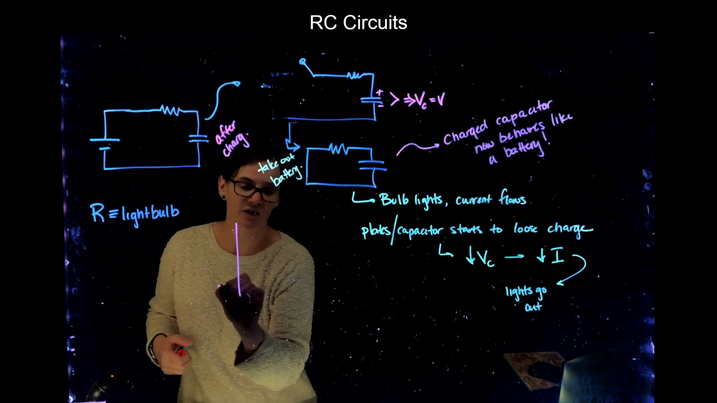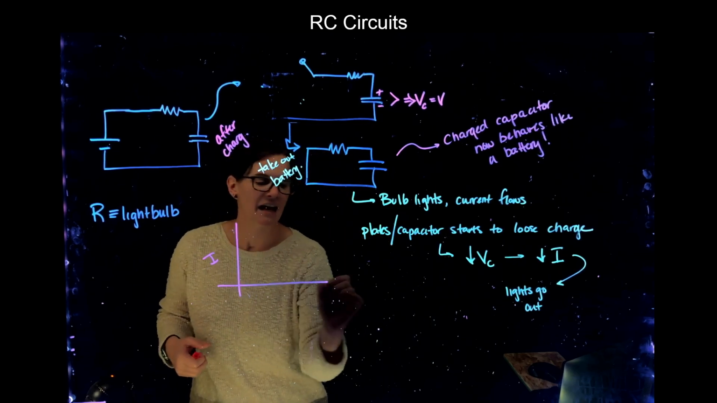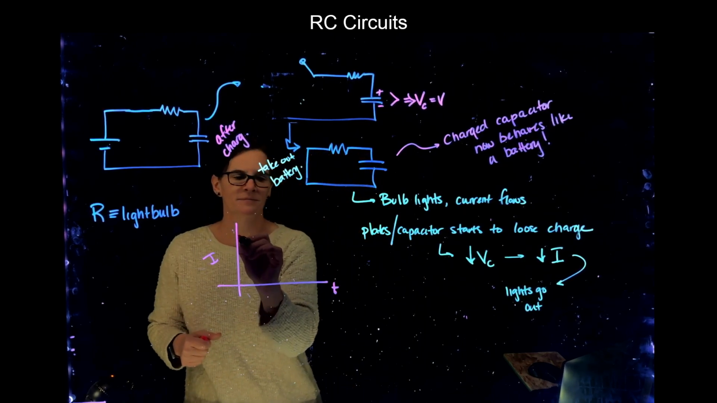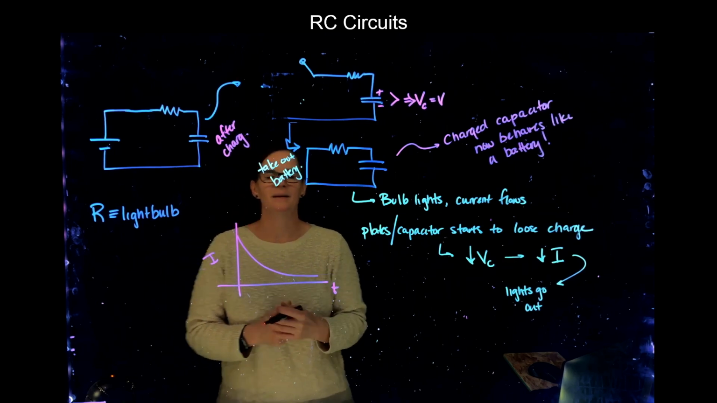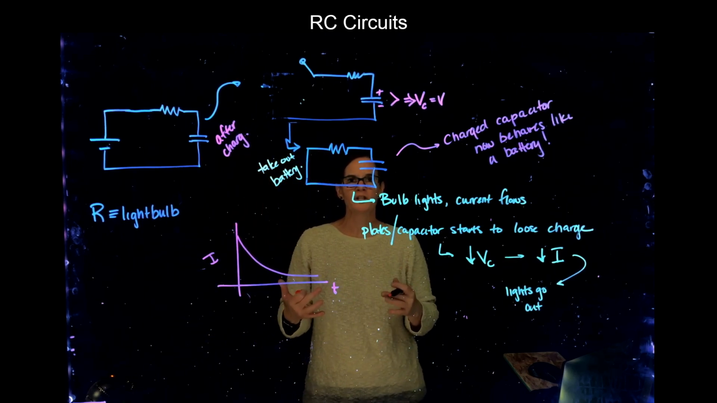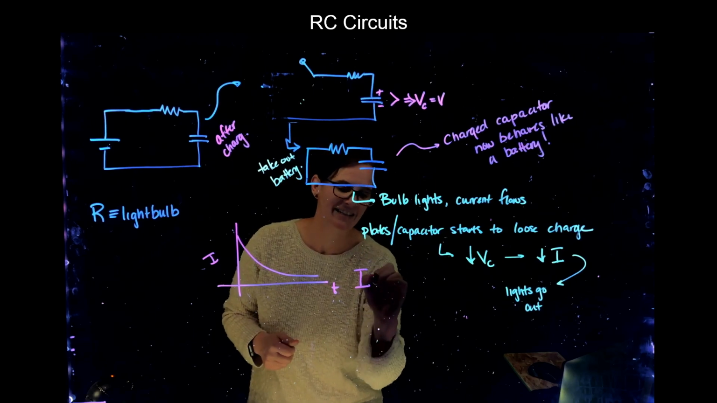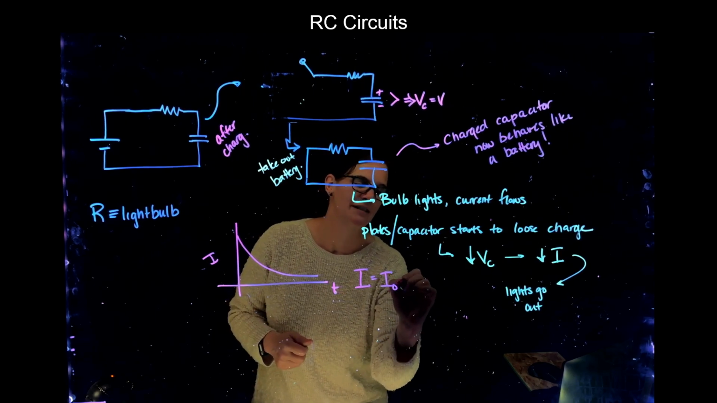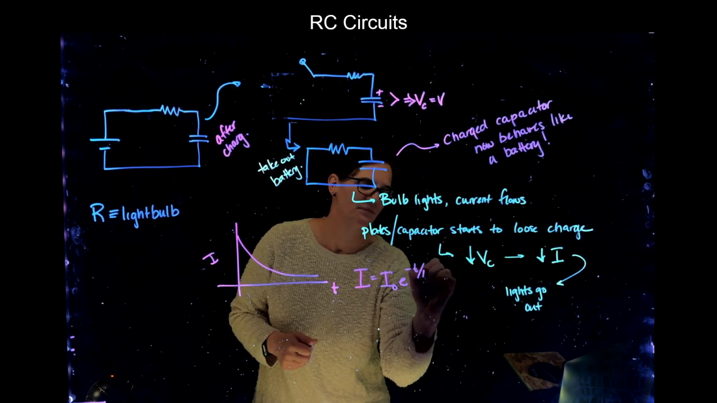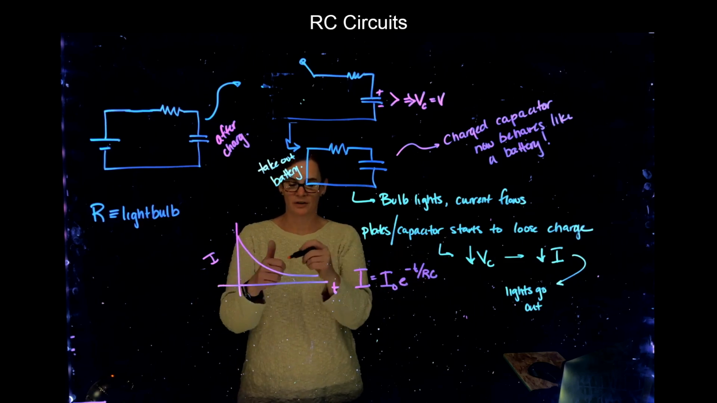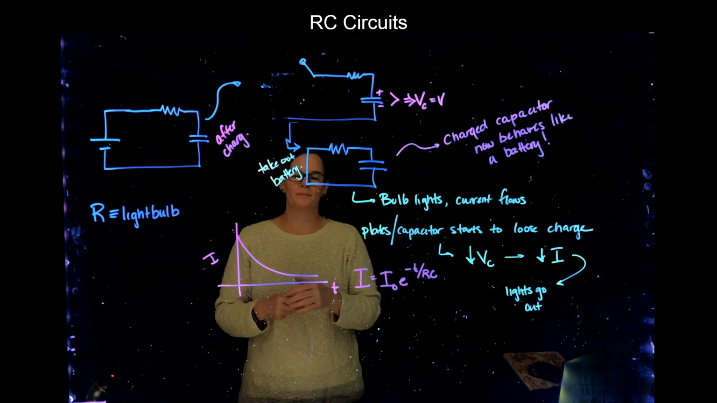Our capacitor, if we look at the current as a function of time, when I close that switch, it does the same thing. When I close that switch, the current decreases. So the current for charging and discharging looks the same. All right? So as time goes on, the current decreases, the lights go out.